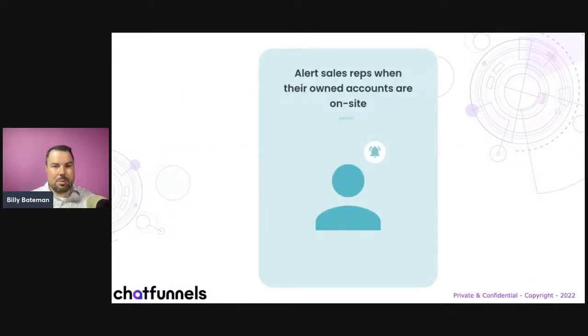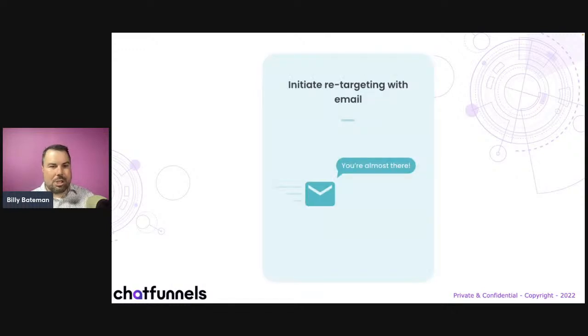I'm going to dig into these a little bit. So one of the things that we do and we recommend everyone does is alert your sales reps whenever one of their owned accounts that they're working is on the site. And that can be an email, text message, Slack, Teams, whatever works for you guys. Wherever your sales reps live, they need to know when their accounts are coming to the site and getting information. And then retargeting them with email.